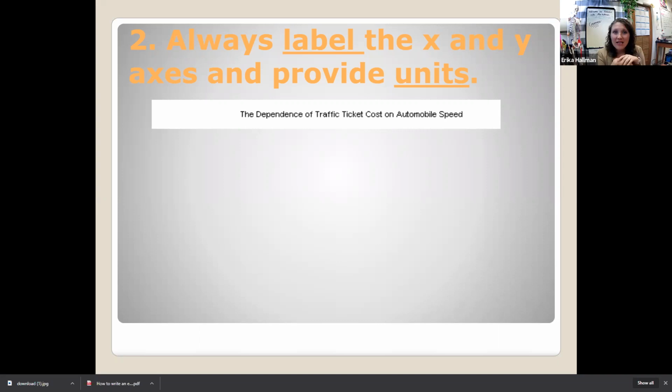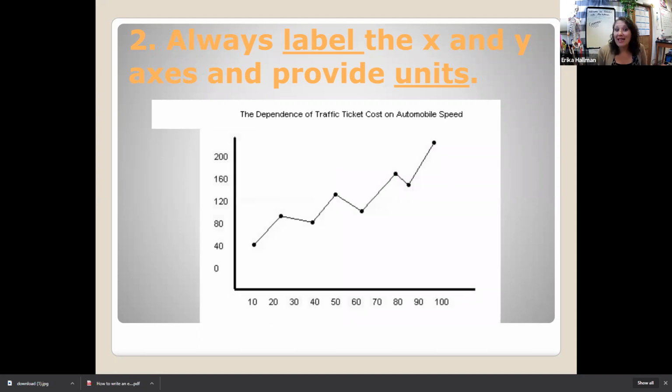So always in science class, which is a little bit different than in other classes, but always in science, we convert to the metric system because it's so much better. So let's take a look at this graph if we were to add the proper x and y axes and units. So here would be our y-axis, and now we're saying that this is the cost of average speeding ticket in dollars, okay? And our x-axis is going to be our automobile speed.